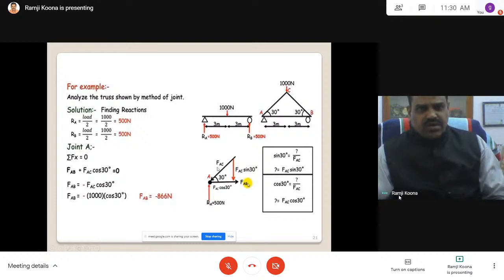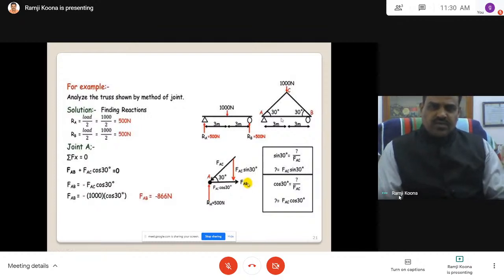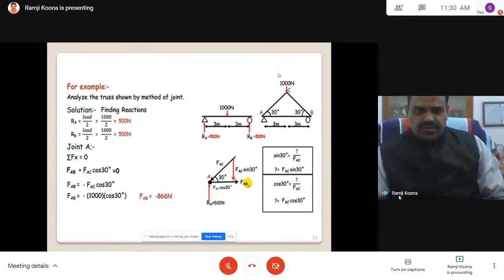A consists of the internal force along this member. You can consider it towards the joint or away from the joint. You start with some assumption, there is no problem. If you get a negative sign, then that you can decide later. Let us say I am considering it like this. If you want, you can consider it towards this direction also. That is your choice. Similarly, FAB is this.